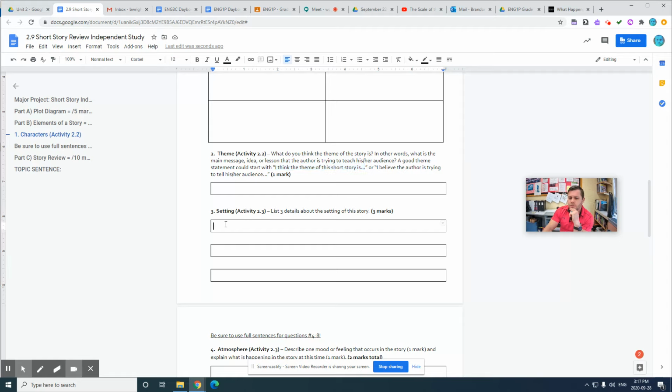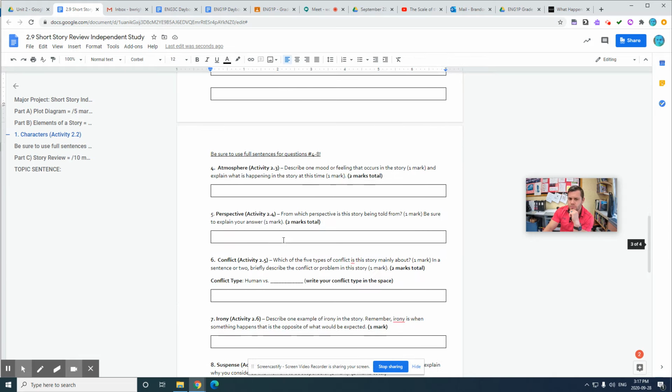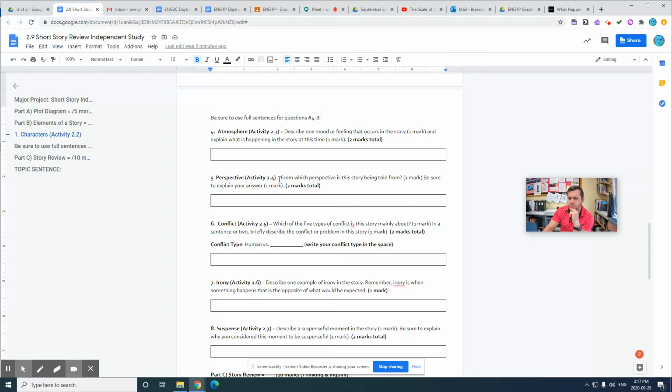Number 3 is list 3 details about the setting of the story. So tell me where the story takes place. Next is atmosphere. What are some moods or feelings that occur throughout the story? And explain what is happening at that time in the story. Next is perspective. Tell me, is this first, second, or third person perspective? And you can see activity 2.4 for a lesson on perspective or a reminder.